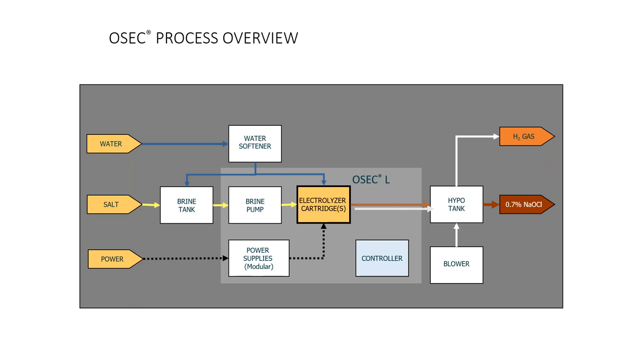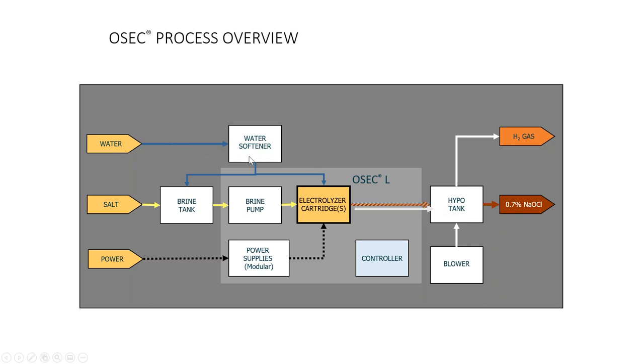A brief description of the process overview of using our OSEC system. As I mentioned, there are only three things required for the system to work: water, salt, and power. The main components in this system are the water softener, brine tank, brine pump, electrolyzer cartridge, power supply, control panel, blower, and hypo tank.